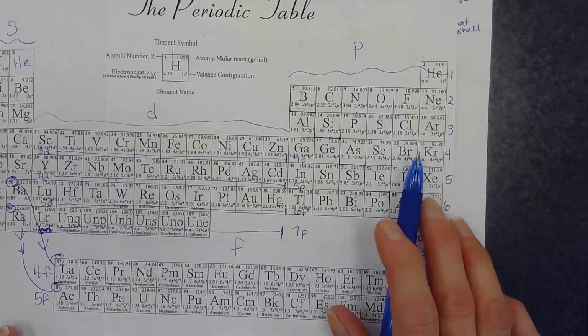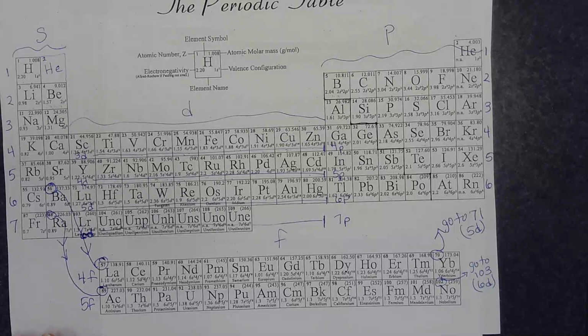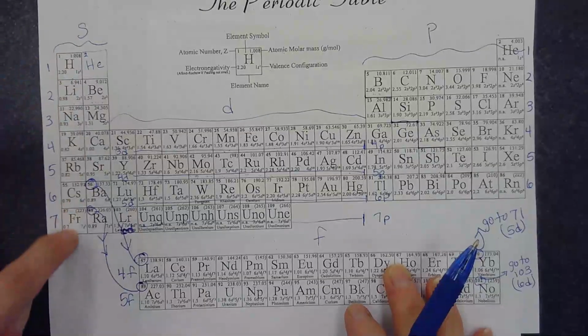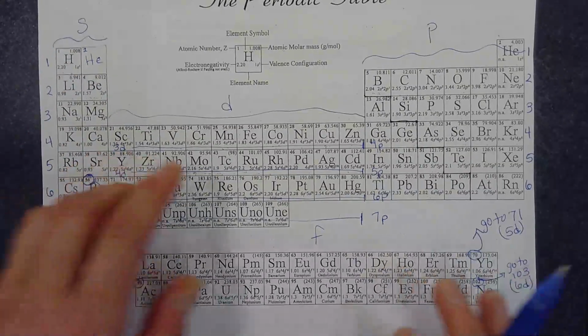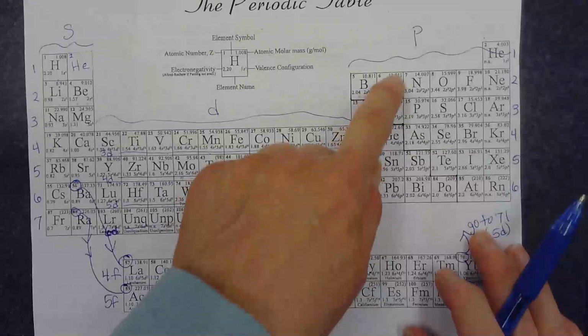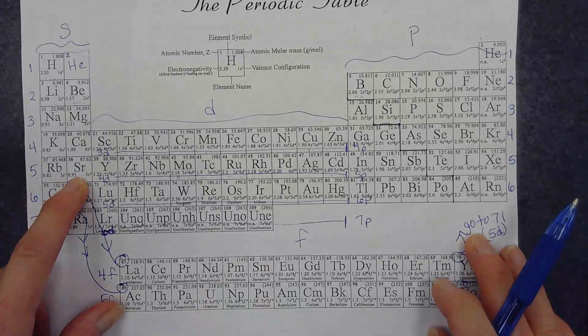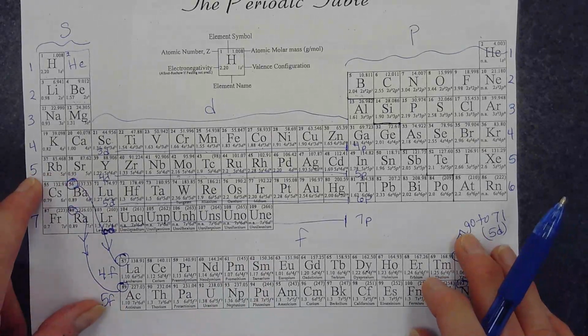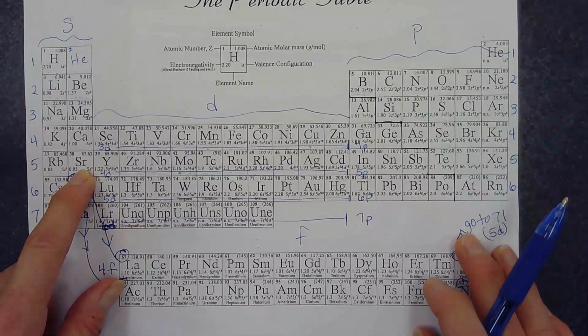What is the last configuration notation for strontium? 5s2. Who does not understand that? Okay, Lucas, do you understand that every one of these is S1? Do you understand every one of these is S2? P1, P2, P3, P4, P5, P6. Then if this is strontium, fifth energy level, S subshell, 1, 2, 5s2. Does that make sense? Okay?